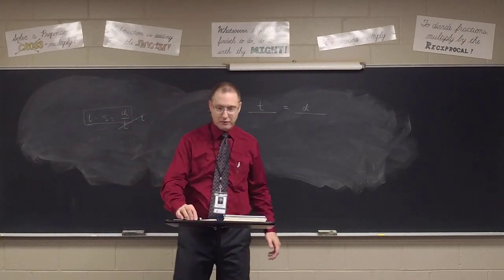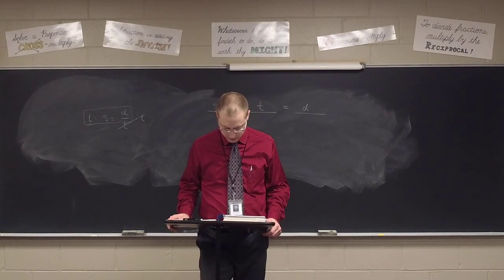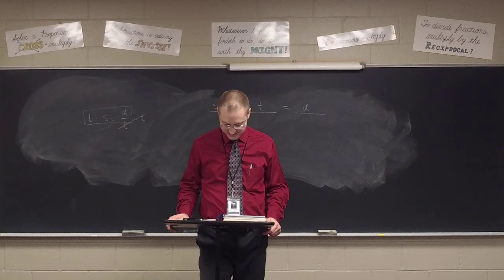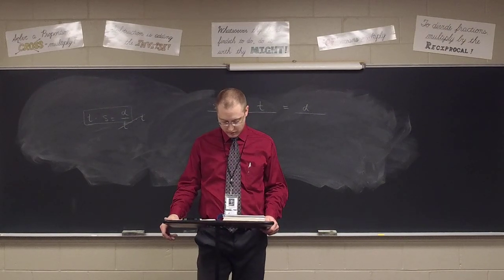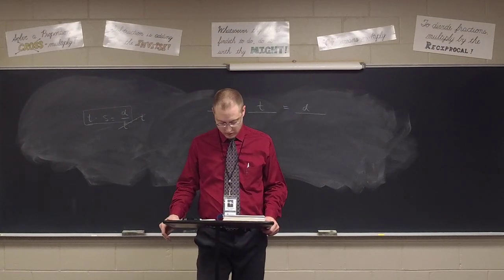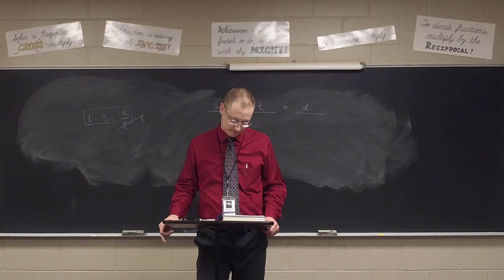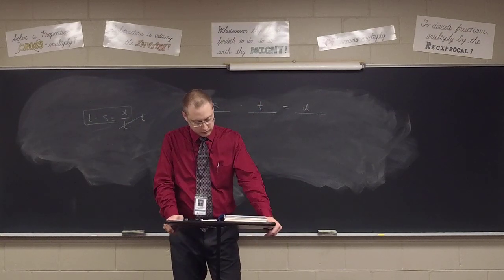Read problem 24 for us, if you would, Noah. An automobile driver traveled the first part of a 400-mile trip at an average rate of 50 miles per hour. Upon reaching an interstate route, his average speed increased to 60 miles per hour. His total travel time was 7 hours. How far had he traveled when he reached the interstate route?